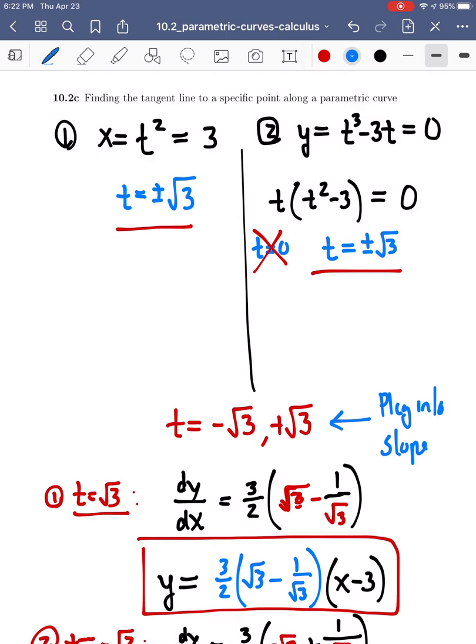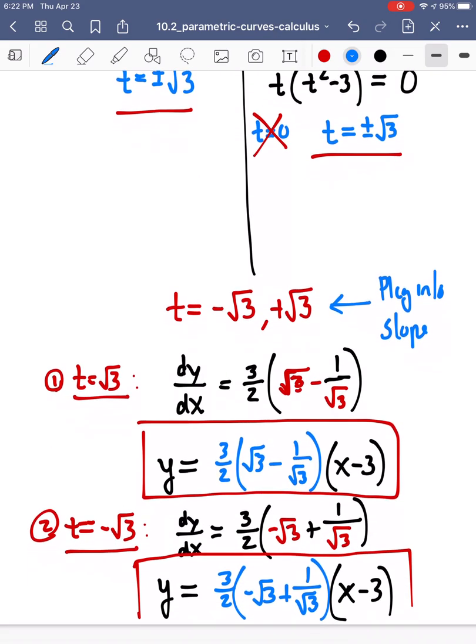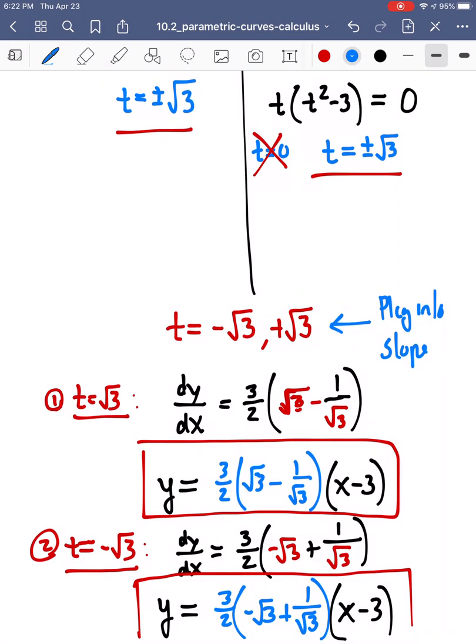And the t values that agree for both x and y were the t values that we could find tangent lines for. So we plugged those t values into our tangent line slopes, and then just plugged whatever we found for the slopes into our actual tangent line equation.